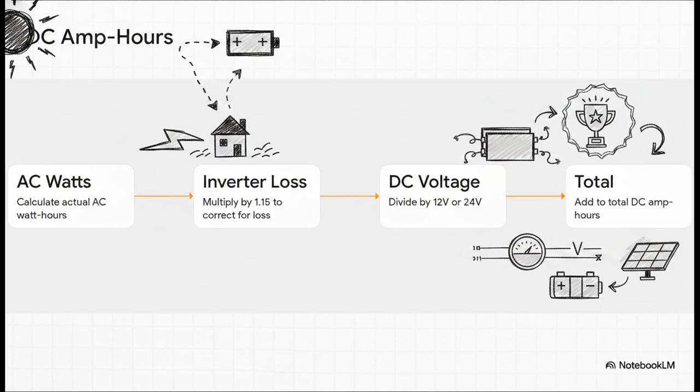Next, divide that by your DC input voltage, which is usually 12 or 24 volts for smaller setups. That correctly translates those AC power demands into the total DC amp hours required. Take that final number, combine it with your site's peak sun hours, and boom, that's your golden ticket to accurately sizing both the battery bank and the PV array.